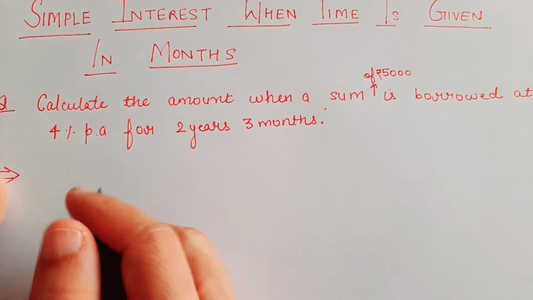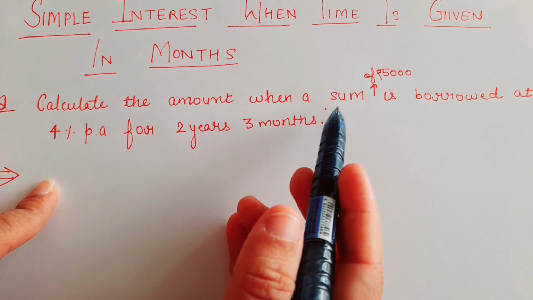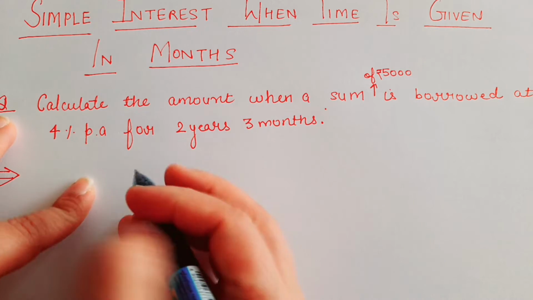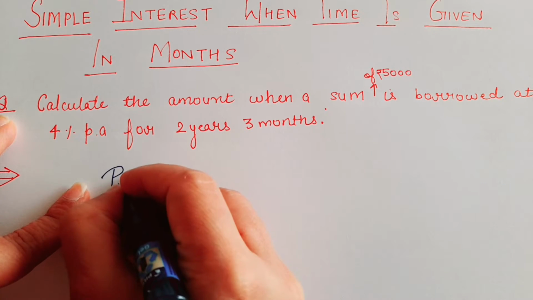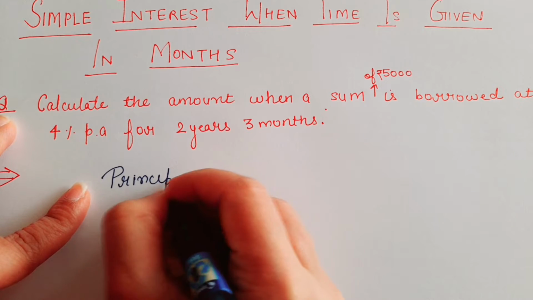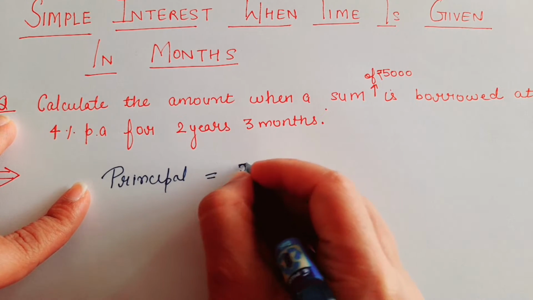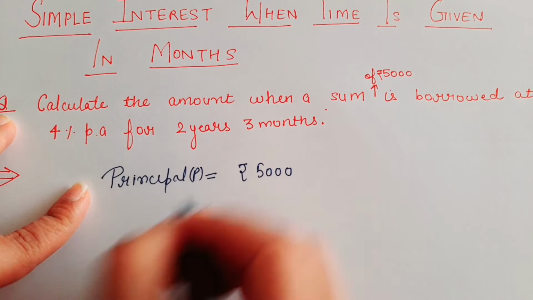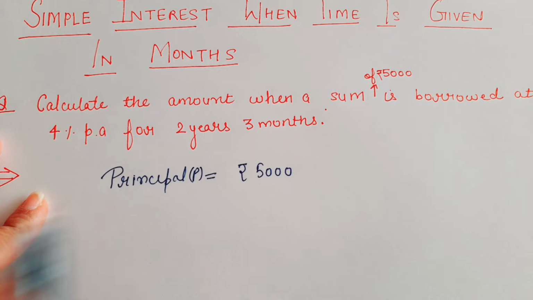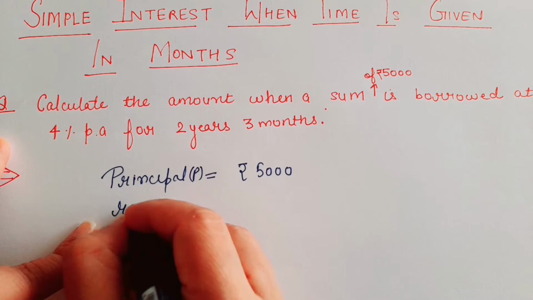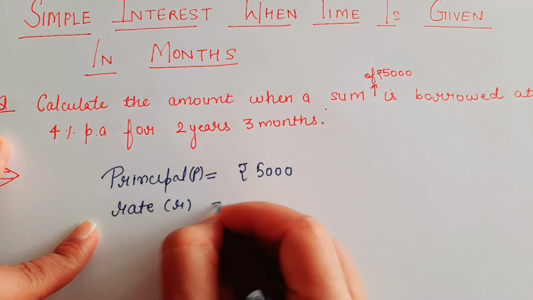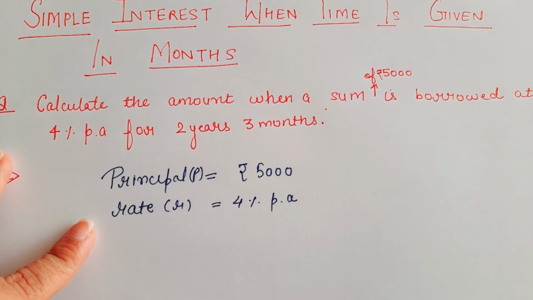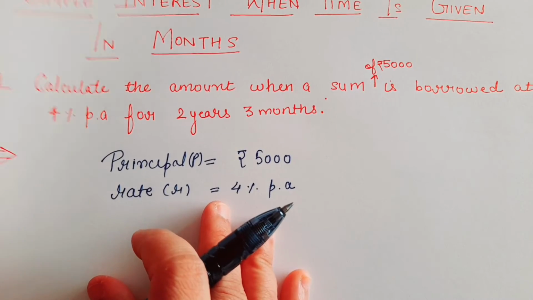So here we know that the sum which we are borrowing is called the principal. Here the principal P is rupees 5,000. Next we write the rate. The rate here is 4% per annum. And now we come to time.